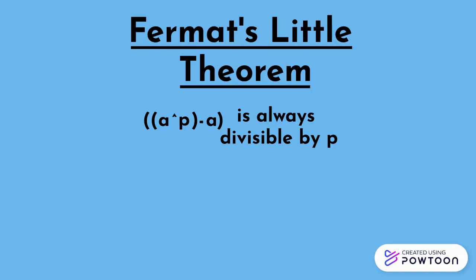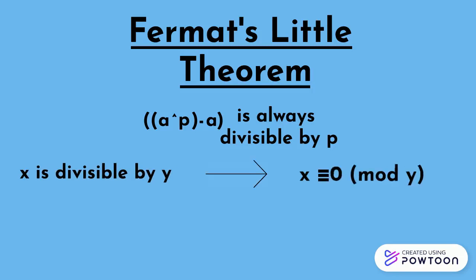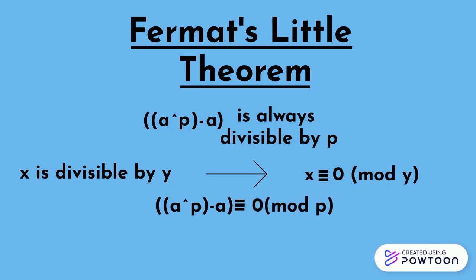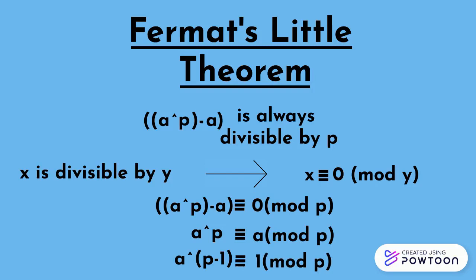Before we move on, we're going to rewrite his theorem a little bit. When you say x is divisible by y, you can express that as x is equivalent to 0, mod y. So another way of expressing his theorem is that a to the power of p minus a is equivalent to 0, mod p. Adding a to both sides, you get a to the power of p is equivalent to a mod p. And then dividing by a gets you a to the power of p minus 1 is equivalent to 1 mod p. Yay, we did it!